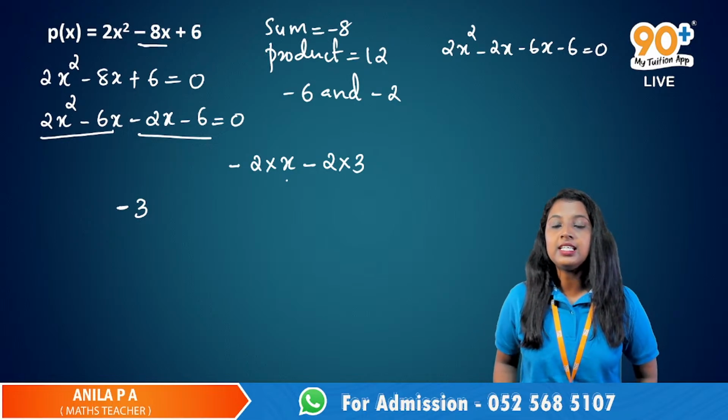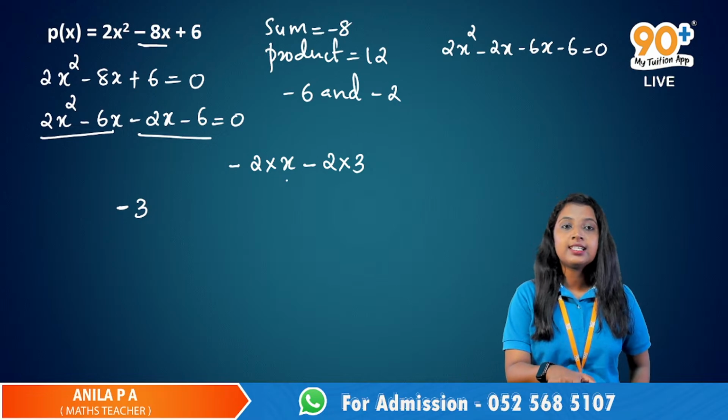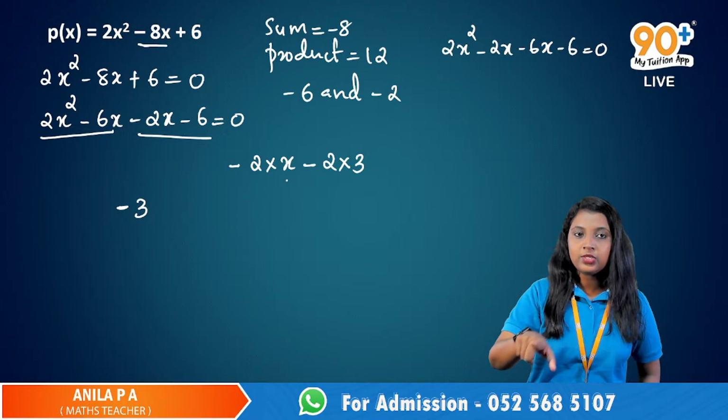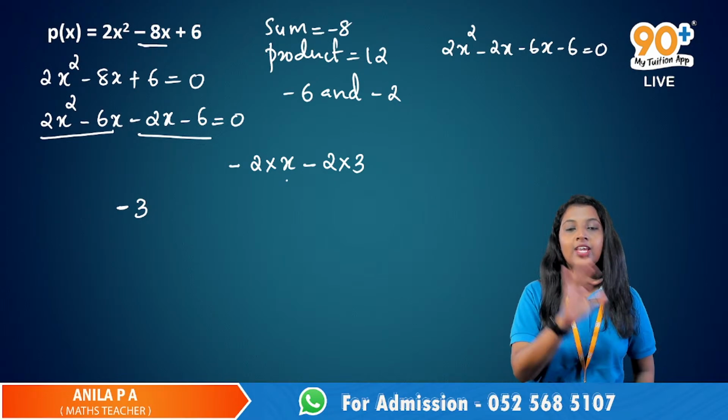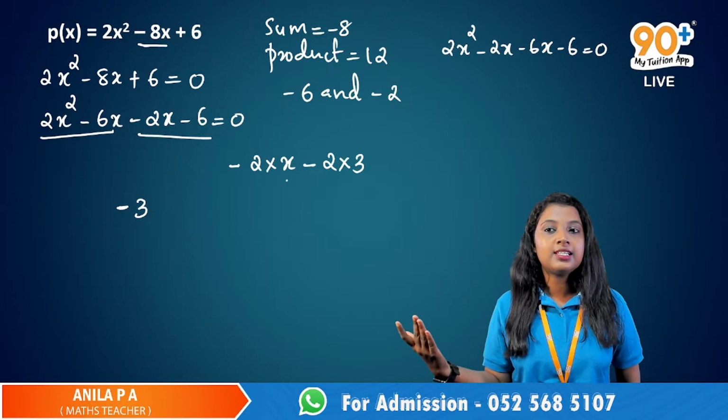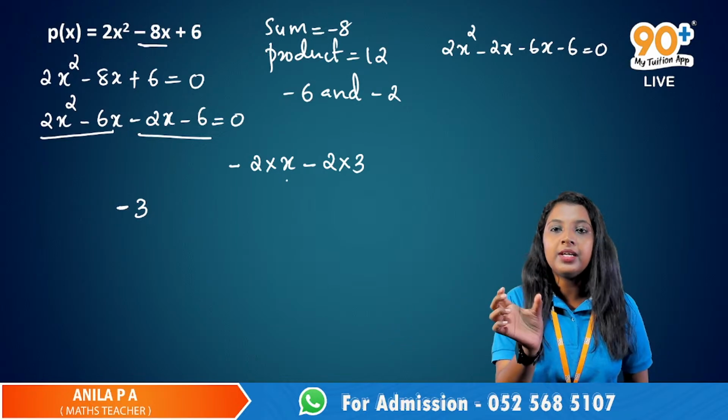Which middle term are we splitting? Here, which is the middle term? Here we have three terms: 2x square minus 8x plus 6. We have three terms, right? So which is the middle term? Negative 8x is the middle term, right?